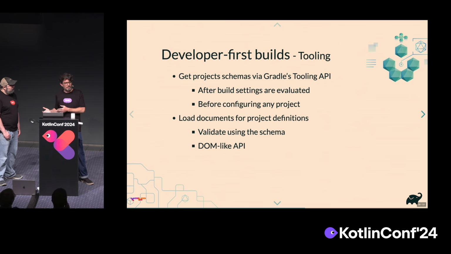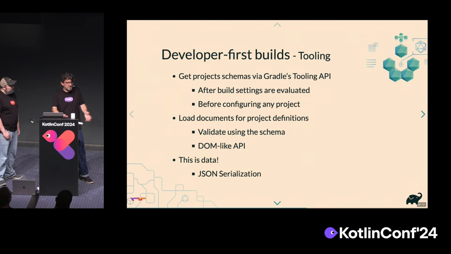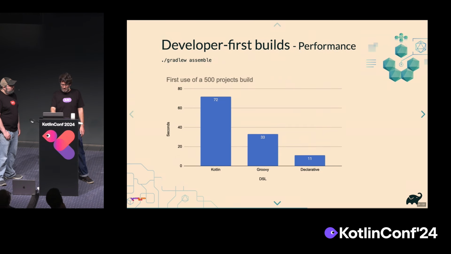And then you can load all the project definitions as documents. And we have a DOM-like API around it. And this is data, so we can serialize all this to JSON. It's very easy to understand. So a few performance numbers here.